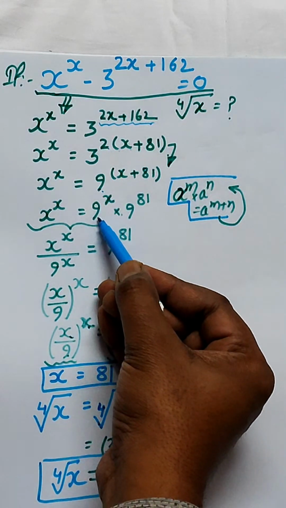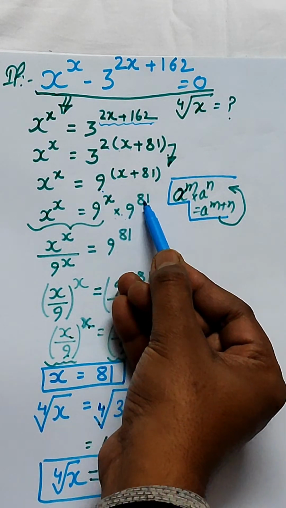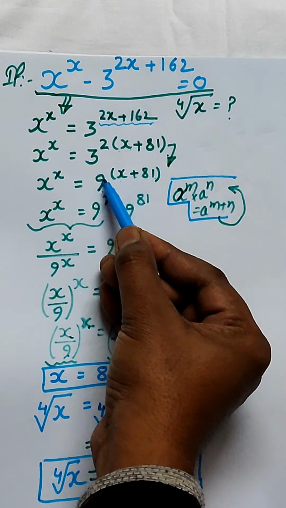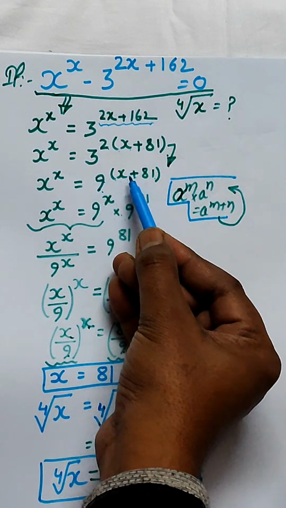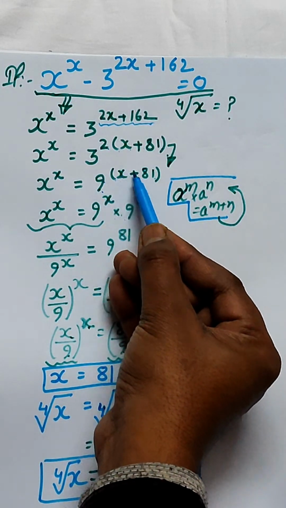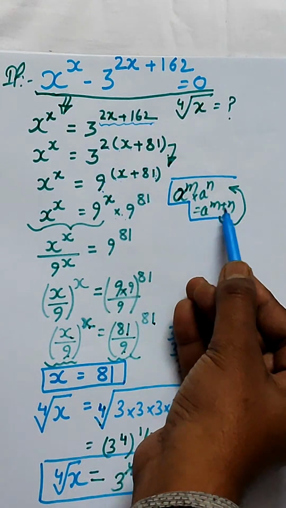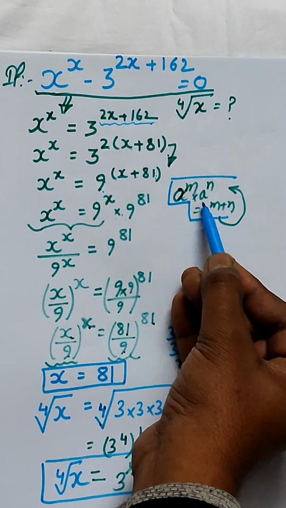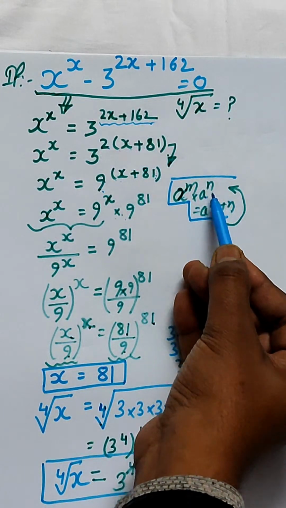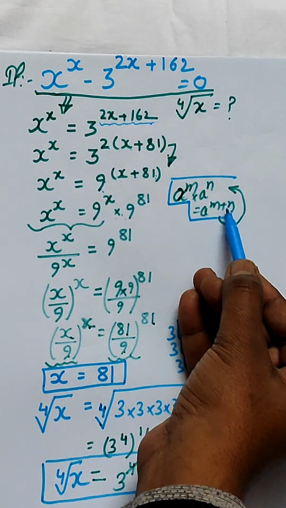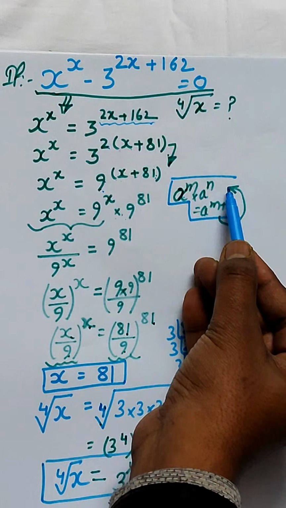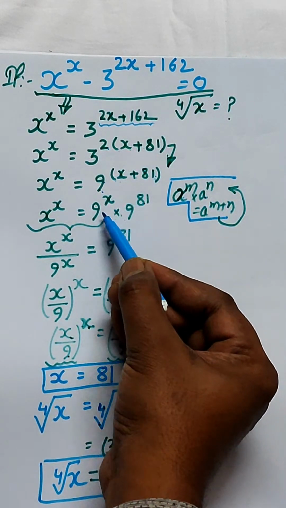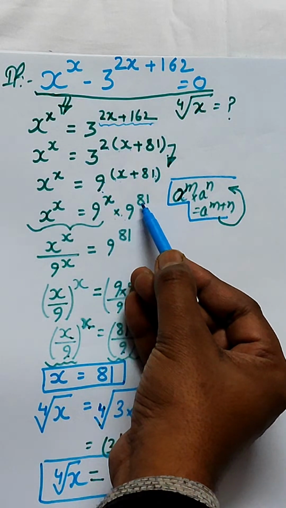Next step, 9 to the power x into 9 to the power 81 can be written. Why? Because x plus 81 is coming in the exponent. And we know that when the powers or exponents are added, that means the terms are multiplied. So, we use this reverse formula: a to the power m into a to the power n equal to a to the power m plus n. That means we are using the reverse of it. So in this way, 9 to the power x plus 81 can be written as 9 to the power x into 9 to the power 81, right?